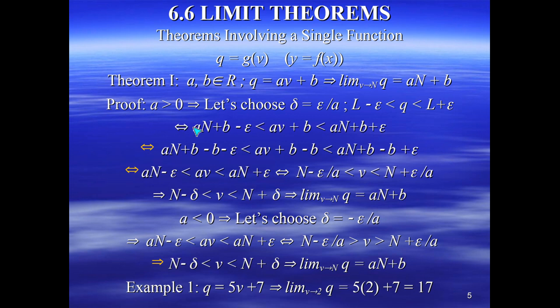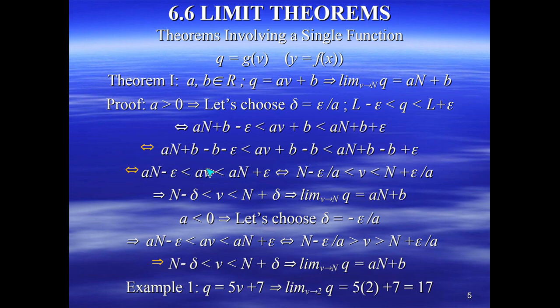So av plus b should be between a times n plus b minus epsilon and a times n plus b plus epsilon. So if we add minus b to both parts of this inequality, we would obtain an plus b minus epsilon less than av plus b minus b less than an plus b minus b plus epsilon. So these b minus b's cancel each other. What are we left with?